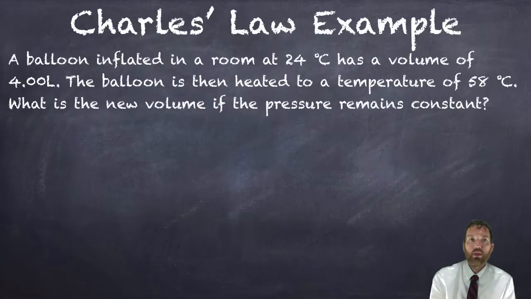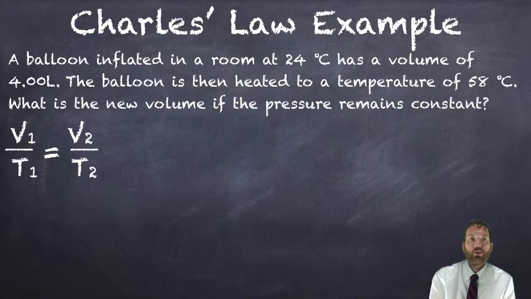So let's look at an example problem here. A balloon inflated in a room at 24 degrees Celsius has a volume of 4.00 liters. The balloon is then heated to a temperature of 58 degrees Celsius. What is the new volume if the pressure remains constant? We will use Charles' law here. We will start with the formula and plug in the variables that they give us.